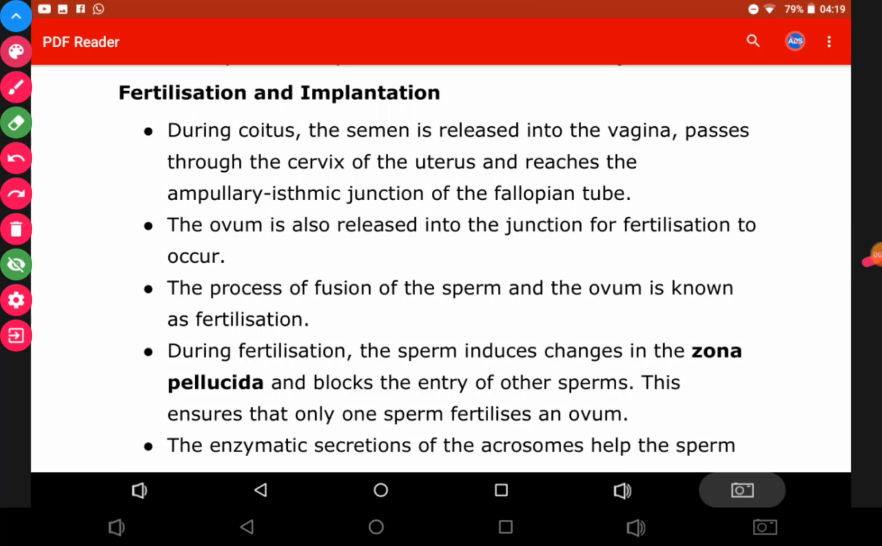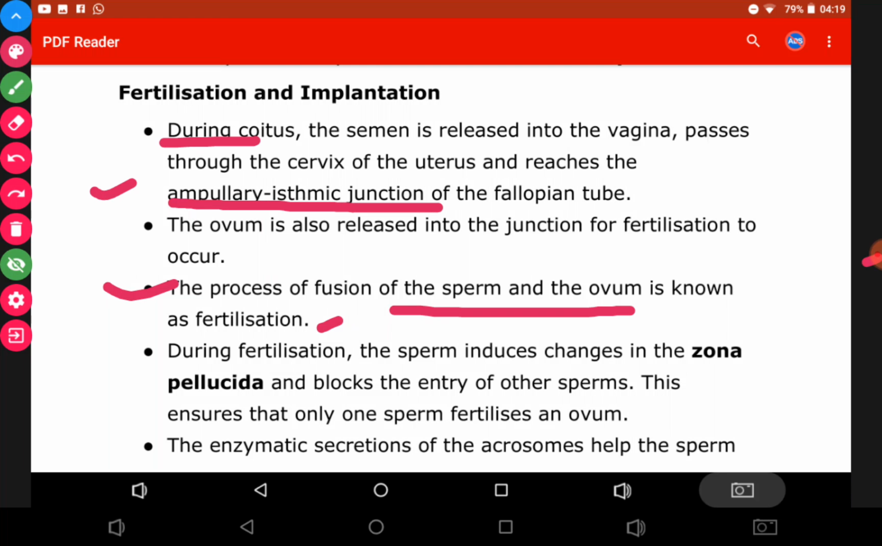The process of fusion of sperm and ovum is known as fertilization. Now we have to concentrate on this particular part, the ampullary-isthmic junction. The process is completed in the fallopian tube at a particular point, that is called the ampullary-isthmic junction. During coitus, the semen is released into the vagina, and it transfers from vagina to cervix, cervix to uterus, and uterus to the fallopian tube, the ampullary-isthmic junction.